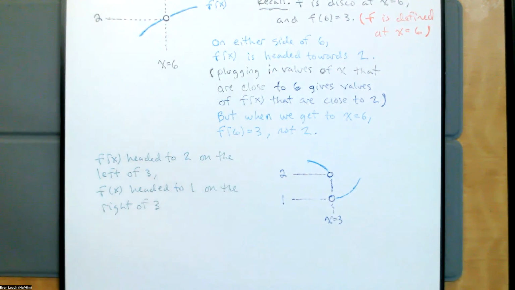f of x is headed to 2 on the left of 3, and f of x is headed to 1 on the right of 3. That means when we get to 3, the two sides of the function are headed to different places. One of us was driving south towards Bakersfield, the other one was driving north towards Las Vegas. We were headed to different places. Any questions?